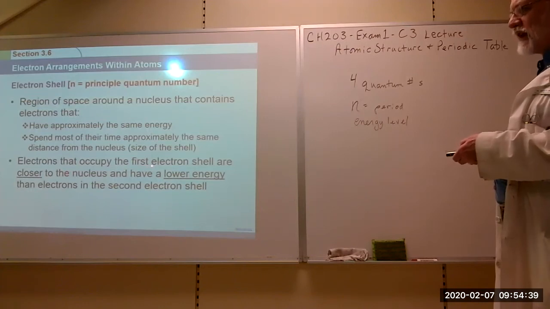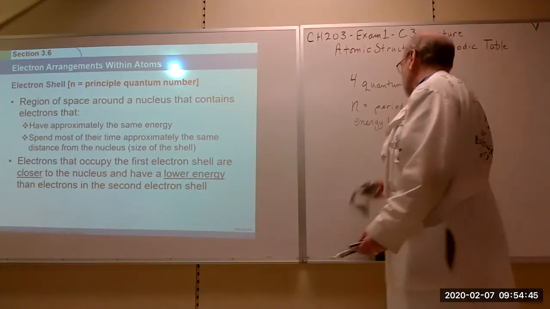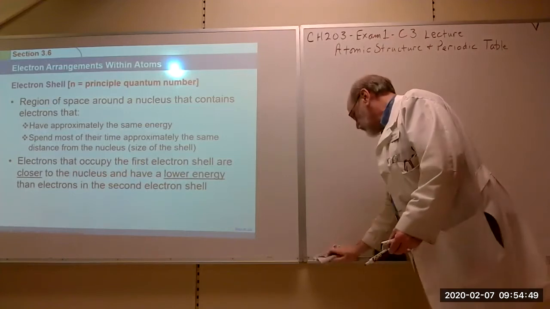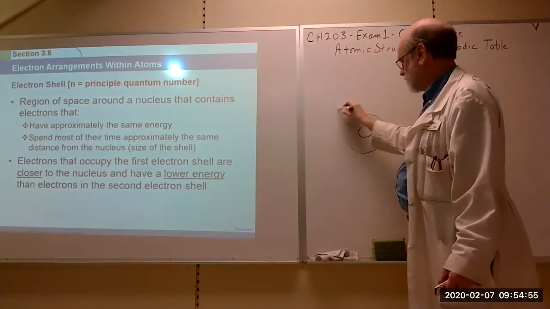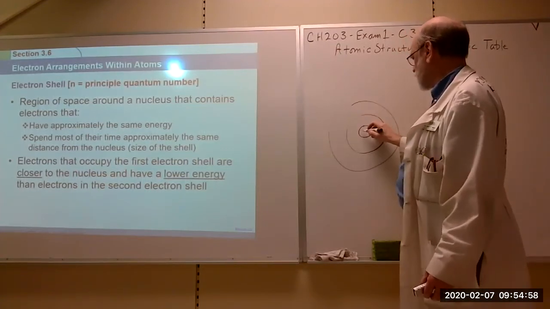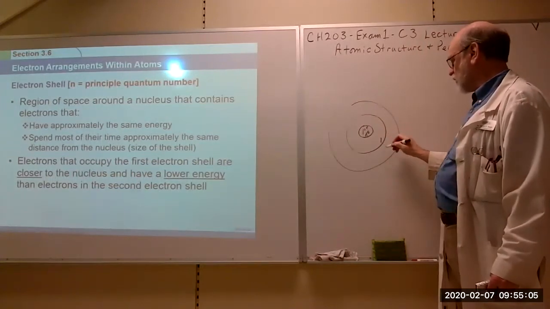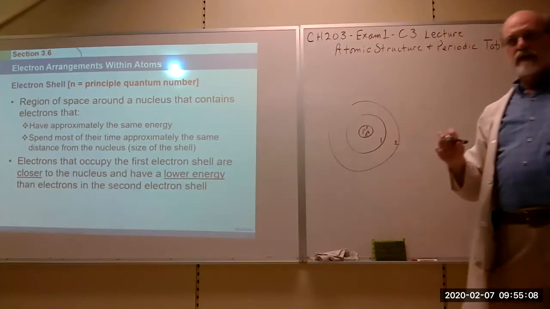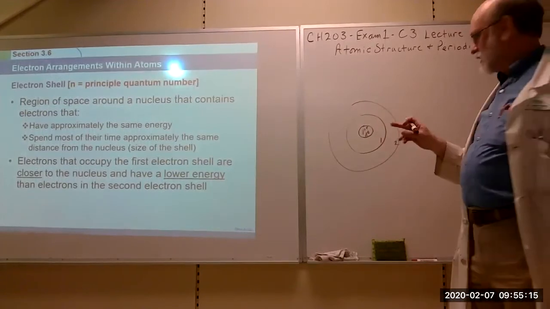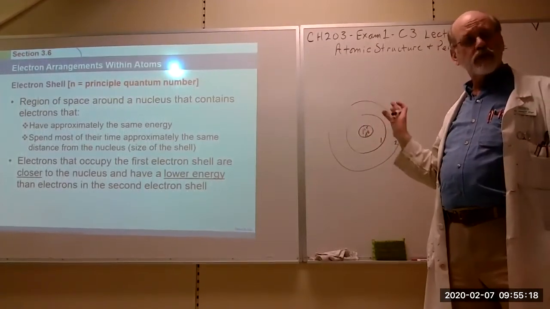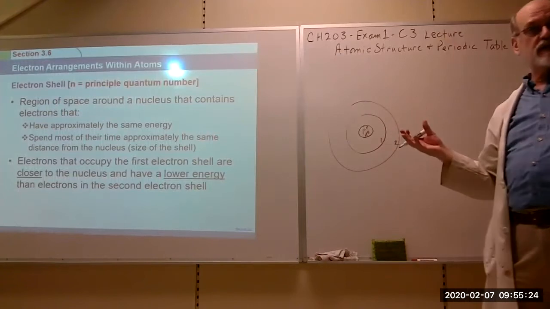So those that occupy the first shell are closer to the nucleus and lower in energy than those in the second shell. So that's a concept that will help you understand the structure of an atom. If we look at it like this, we say this is the nucleus with our protons and neutrons. Then the electrons are out here. This is shell number 1, shell number 2. The energy level of an electron around an atom is based upon its proximity to the nucleus. So the closer it is to the nucleus, the lower its energy. The further away from the nucleus, the higher the energy.